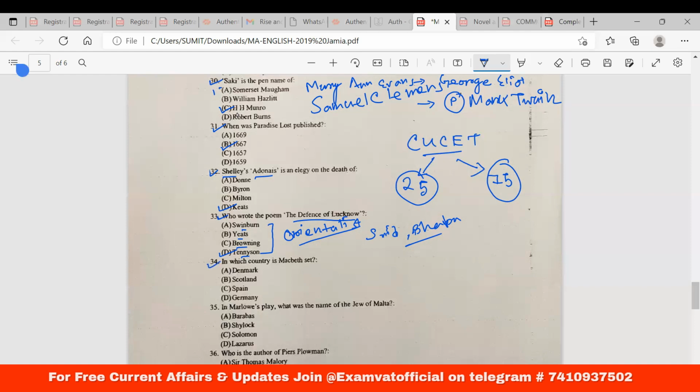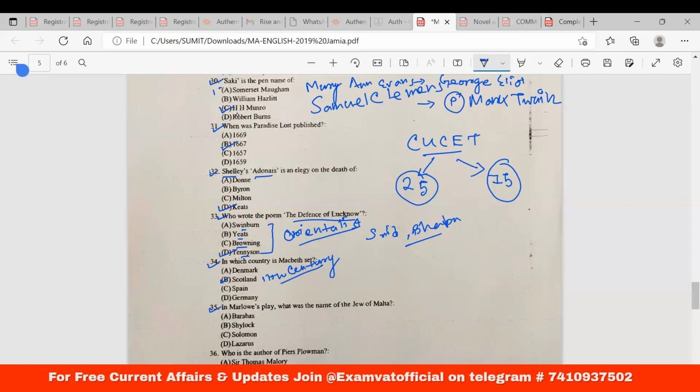Next question: in which country is Macbeth set? So obviously remember the settings of all the Shakespearean dramas, mostly the tragedies and a few comedies also. So Scotland is the place where Macbeth was set. It's 11th century Scotland. So Macbeth is not only a tragedy, somehow Macbeth is also a historical piece that way. But obviously you need to look critically at all the Shakespearean dramas. 11th century Scotland.